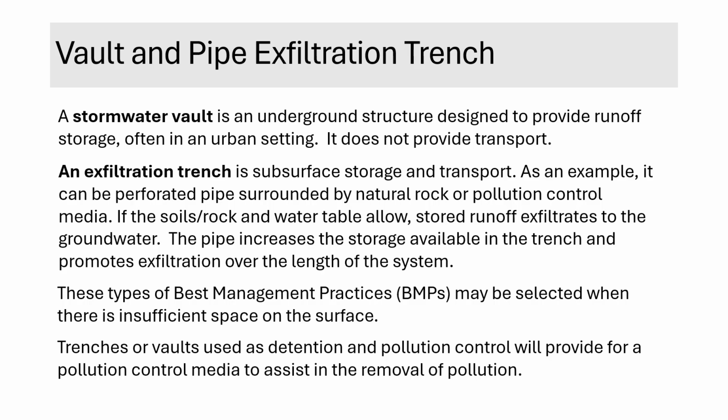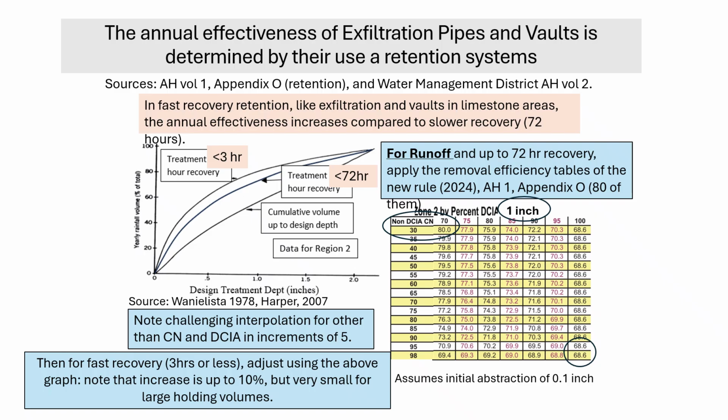conventional stormwater management approaches. When evaluating the annual effectiveness of exfiltration pipes and vaults, we treat them as retention systems, meaning the key question is how quickly the stored volume is recovered and made available for the next storm event. The foundation for this analysis comes from work published by Wanyalista in 1978 and updated by Harper in 2007. Their research quantifies annual capture effectiveness as a function of storage volume, expressed as a percentage of total annual rainfall captured on the vertical axis, plotted against the design treatment depth on the horizontal axis.